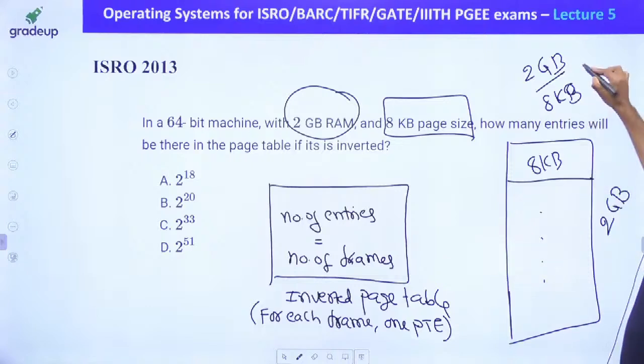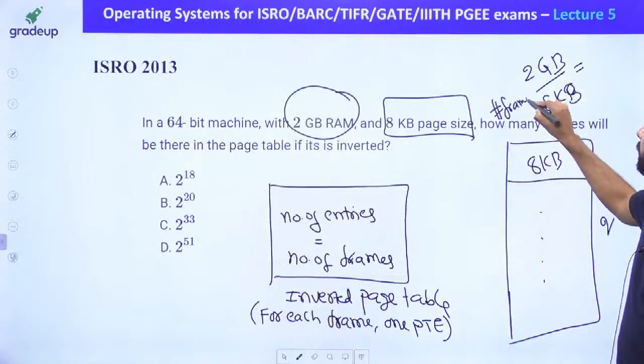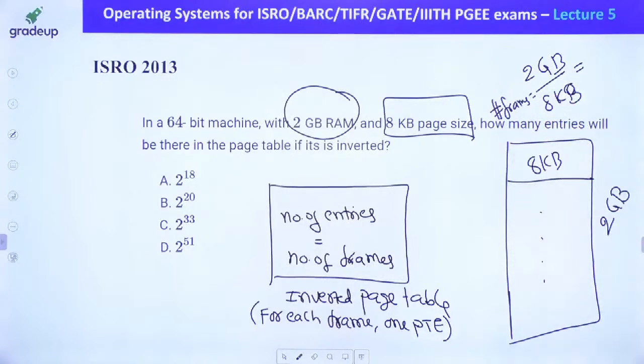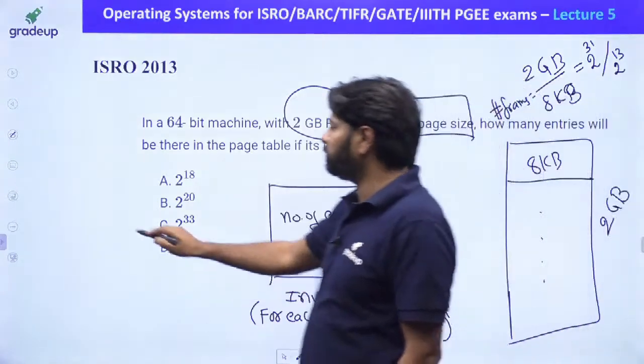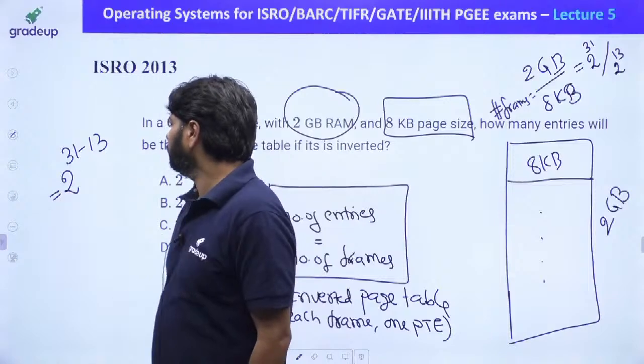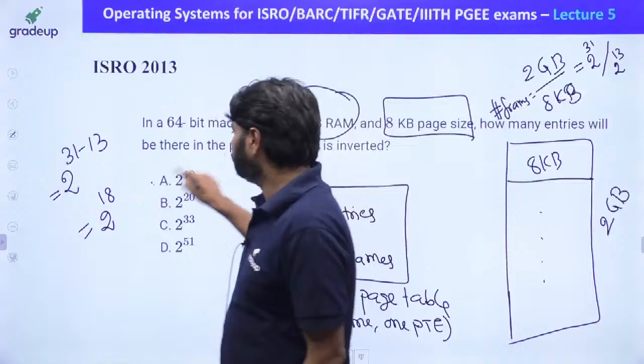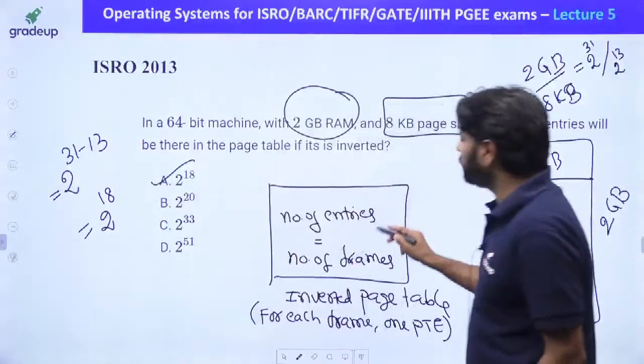Then tell me, what is the result? This is the number of frames. How many frames, guys? 2 GB means 2 power 31, divided by 8 KB, that is 2 power 13. So 2 power 31 minus 13. This many entries are there. That's equal to 2 power 18. 2 power 18 entries are there here.